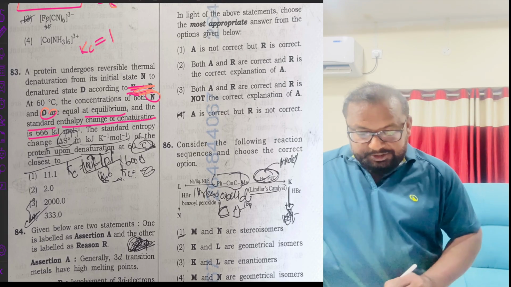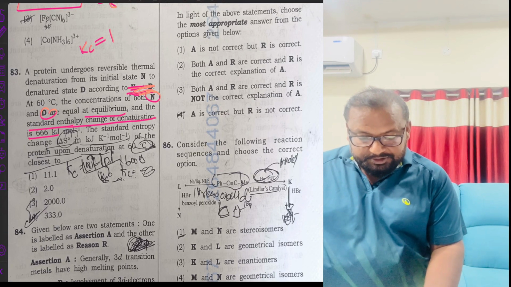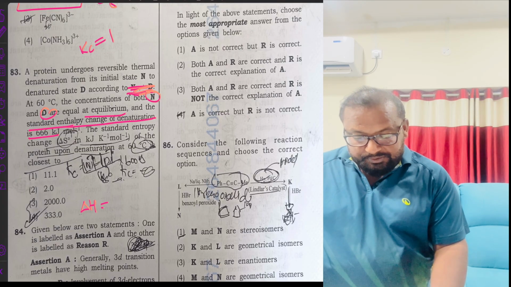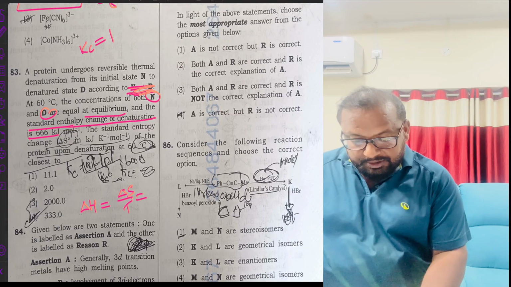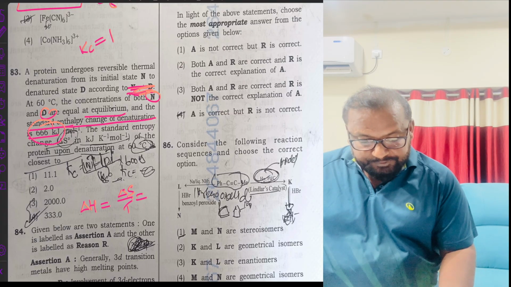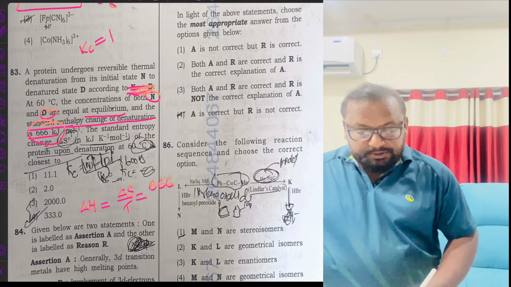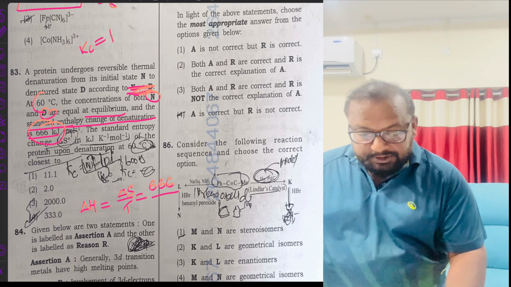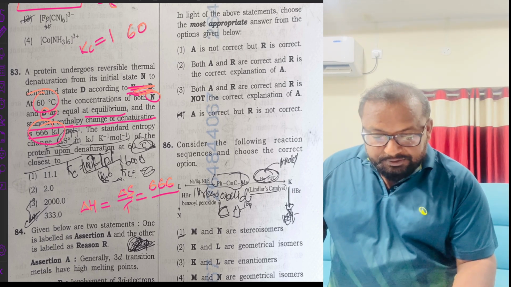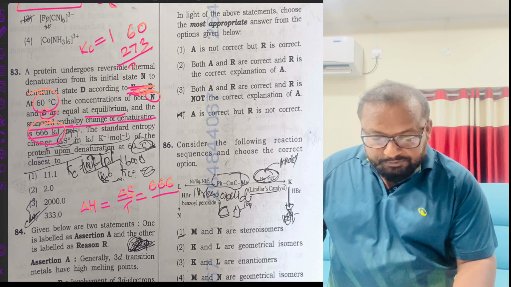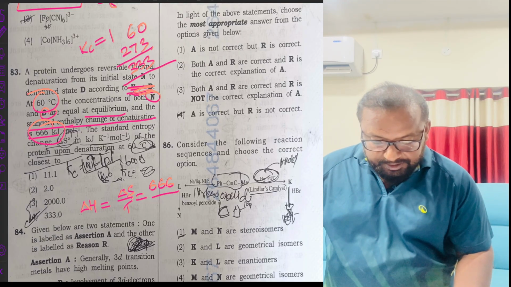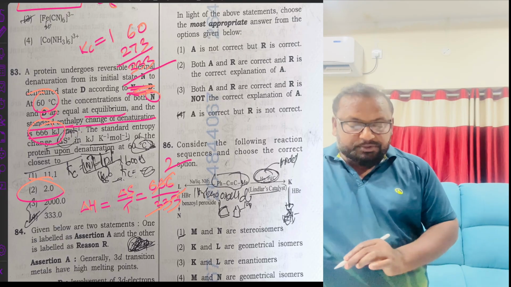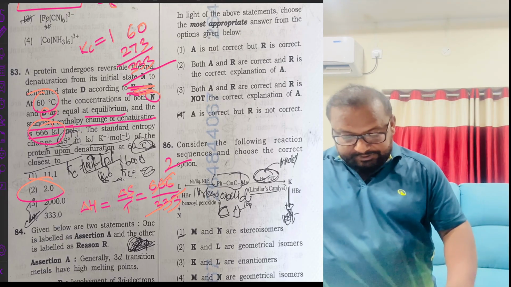So the enthalpy change, delta H, equals delta S times the temperature. Delta S is given to us. How much is it? 666 is given to us. Temperature is given as 60 degrees, so 60 plus 273, so it will be 333 only. So divided by 333 gives you T, gives you 2. The second answer is the right answer.